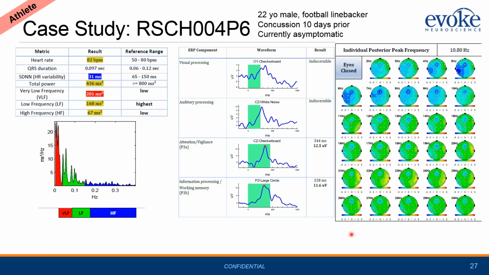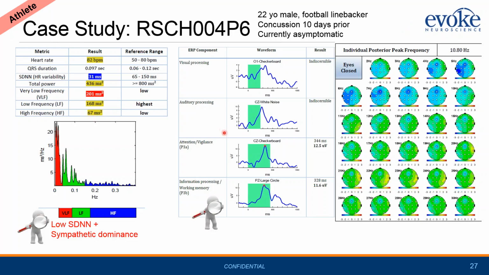So starting out first with our athlete cases, this is an example of a 22-year-old football linebacker. We know he had a concussion 10 days prior, and he's currently asymptomatic, so he's feeling great. He wants to get back to play. And he's coming to me asking, am I ready to go back to the field? So I look at all of these electrophysiology assessments. First, I'm going to look at heart rate variability. Well, I see he has a reduced SCNN, he's got a reduced total power, and he has sympathetic dominance. So that's one of our biomarkers.